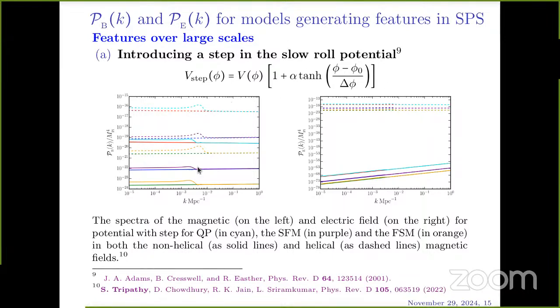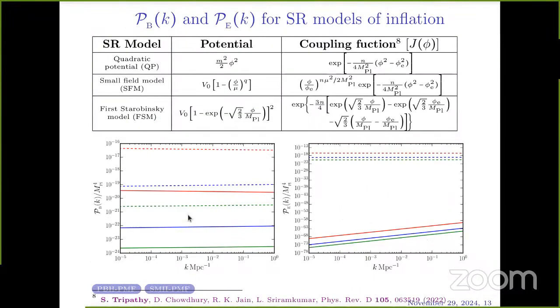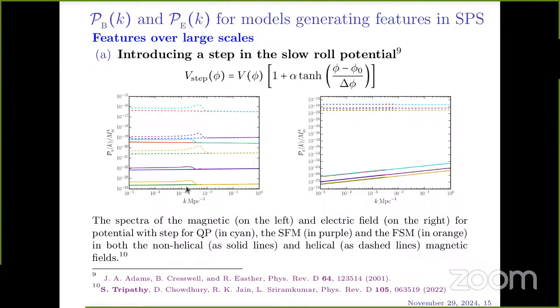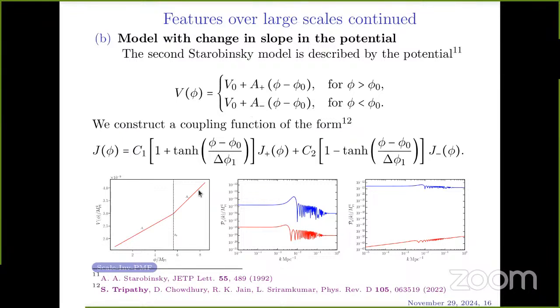As we can see, if we compare this with the scale invariant spectrum we obtained earlier, there is not much difference in the behavior of the power spectra of magnetic and electric fields. However, because we have constructed the coupling function using the field phi, when there is a step in the potential, phi behaves a little differently, and that is reflected in the coupling function, which leads to these small features in the intermediate scales in the spectra of magnetic and electric fields. However, since these steps are very small, these features are not very much of concern.